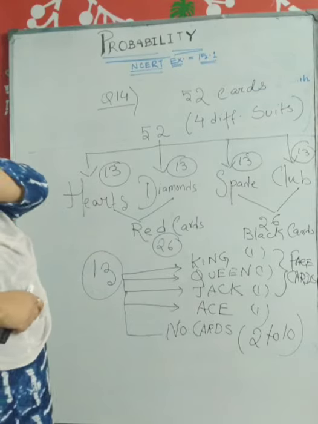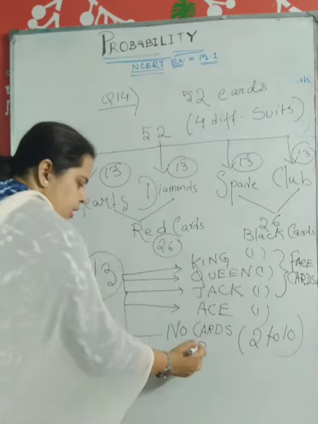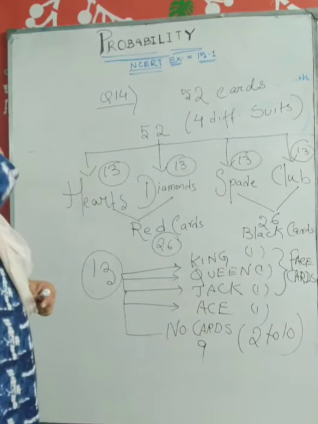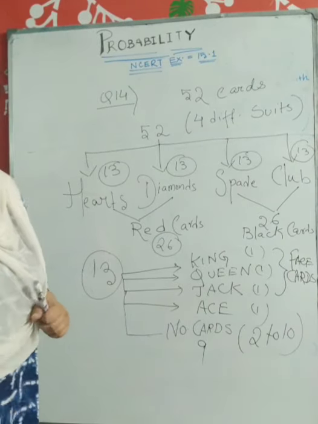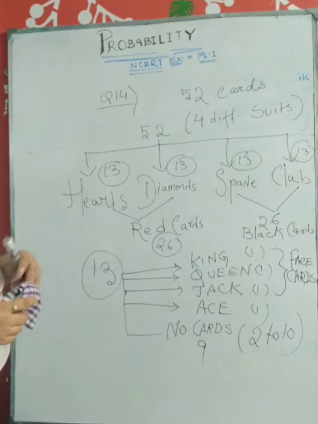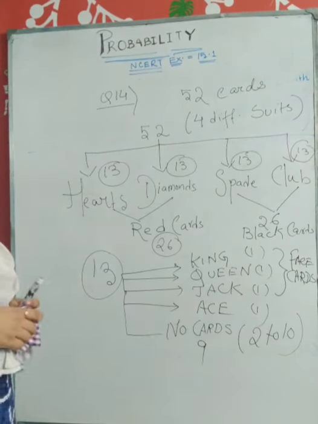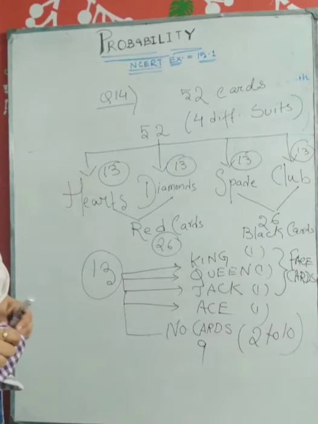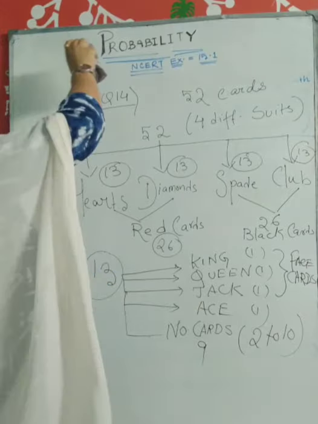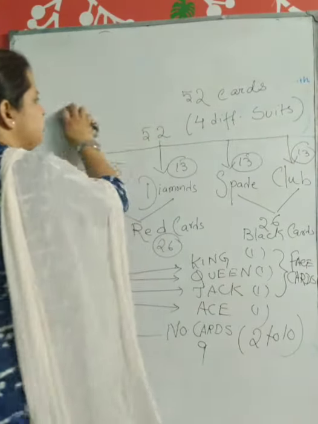And the rest 9 are number cards. Correct, children? Now, say in question number 14, you have so many questions that you have to find. After knowing this division, I think you will be able to find out anything you wish to. Now, let's do certain questionnaire rounds with this.